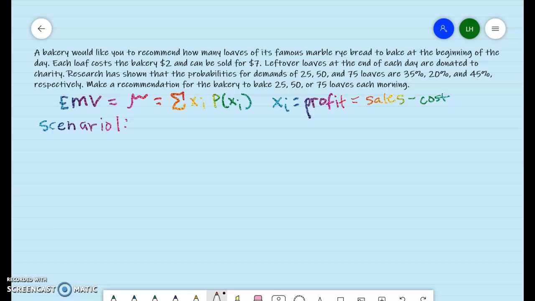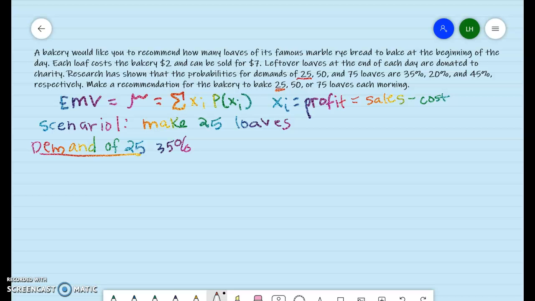Okay, sales minus cost. So let's look at scenario 1. In scenario 1, let's say we're going to make 25 loaves. What's going to happen if we make 25 loaves and then we have several scenarios? Let's see what would happen if the demand is 25. And remember, the probability of the demand being 25 is 35%. So we need to keep that in mind here.